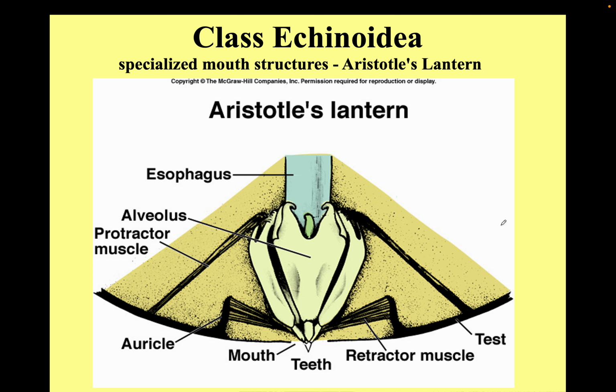Primarily this mouth modification of echinoideans is calcareous in appearance. So it looks like a cone, you can see here, a cone shaped structure. And an important primary function of the Aristotle's lantern is for the sea urchin to masticate, to physically digest the food that it acquired through its oral opening.